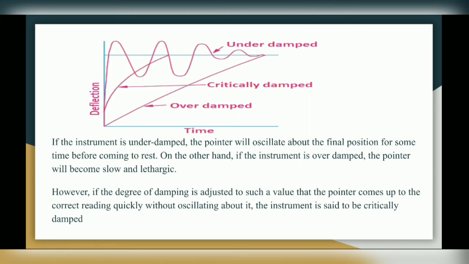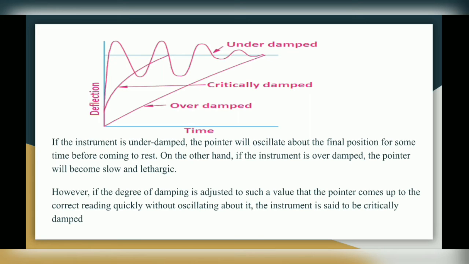However, if the degree of damping is adjusted to such a value that the pointer comes up to the correct reading quickly without oscillating about it, the instrument is said to be critically damped. So you can see in the diagram the critically damped system does not have much oscillation, and the time required to attain the final position is very little.